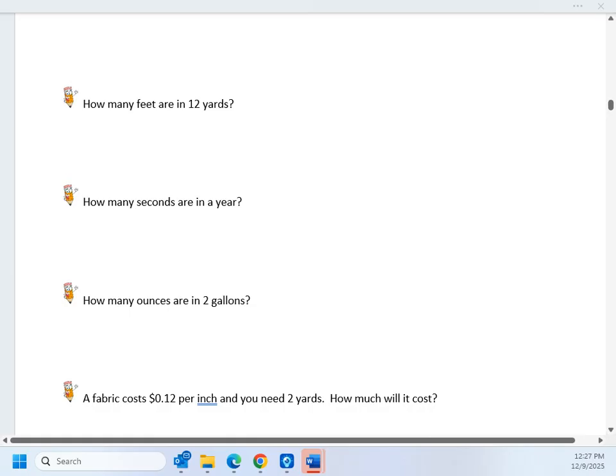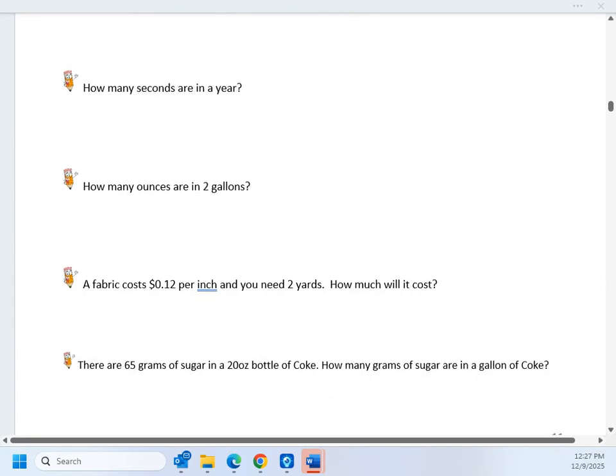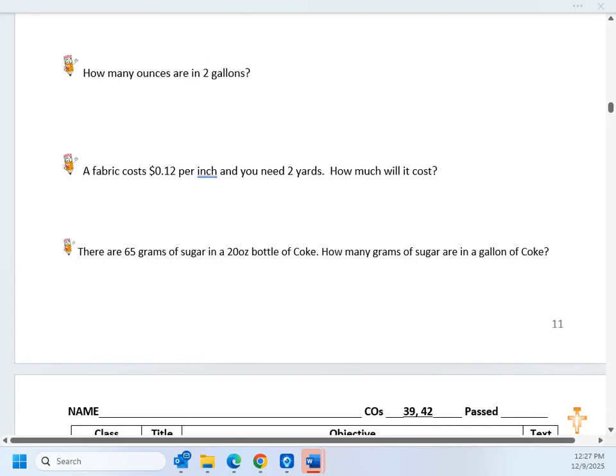We get more complicated the farther down the page we go. How many seconds in a year? How many ounces in 2 gallons? Then we have to start doing a little critical thinking. A fabric costs 12 cents per inch and you need 2 yards. How much will it cost? So going from inches to yards. There are 65 grams of sugar in a 20-ounce bottle of Coke. How many grams of sugar are in a gallon of Coke?